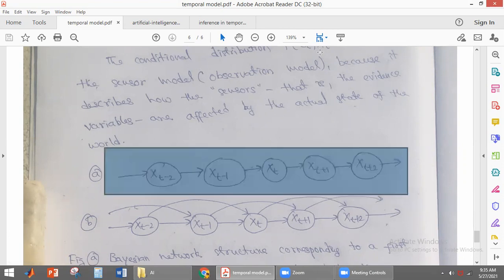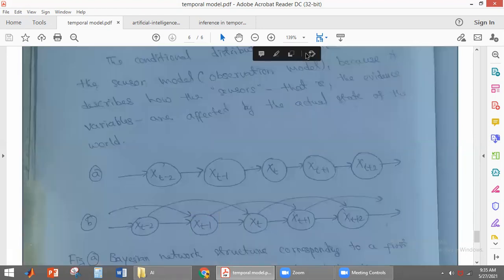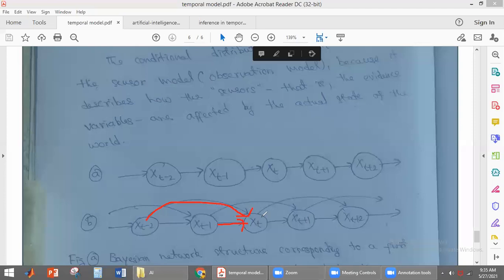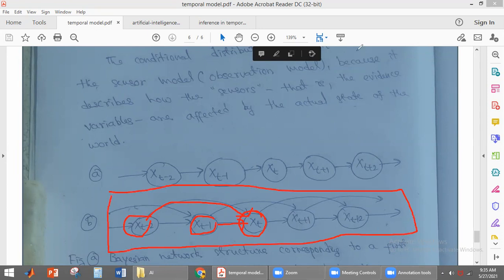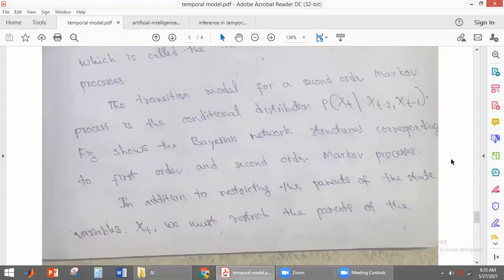And for the second order Markov process, all of you see this slide. xt is the current state. What are the inputs we are getting to xt now? xt minus 1, and you see there is one more input, that is xt minus 2 to xt minus 1. These are the two inputs we are getting. The current state xt depends upon xt minus 1 and xt minus 2. This figure is called the transition model for second order Markov process.